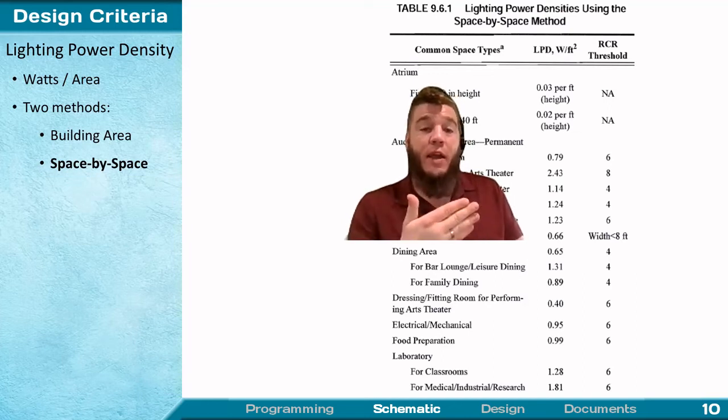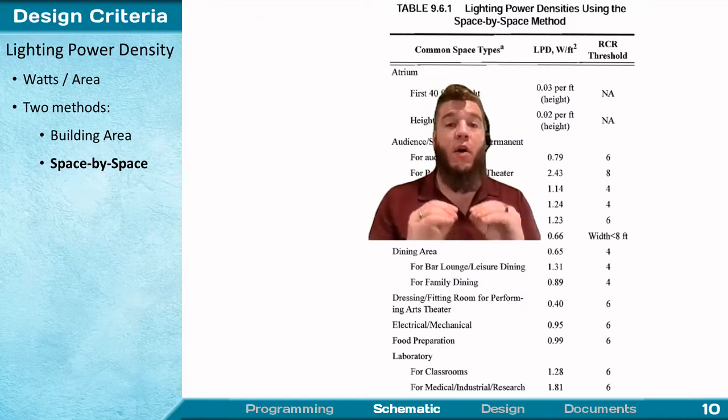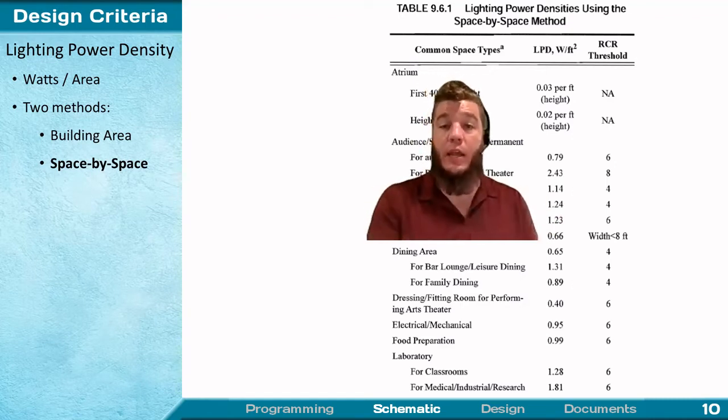So if you calculate that and you get, say, 100 watts for your space, that means you can only install 100 watts worth of lighting equipment.